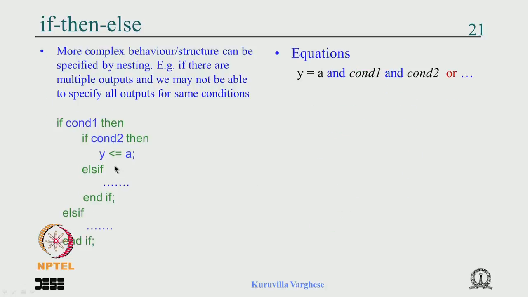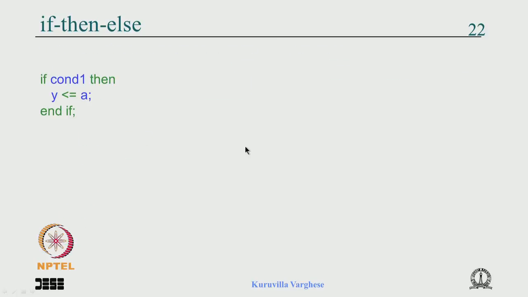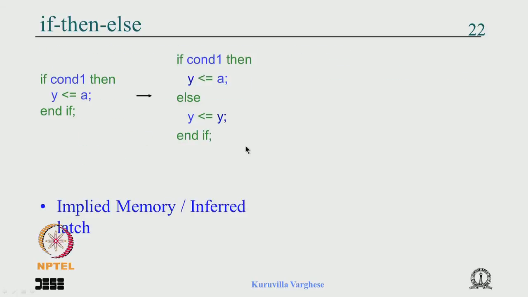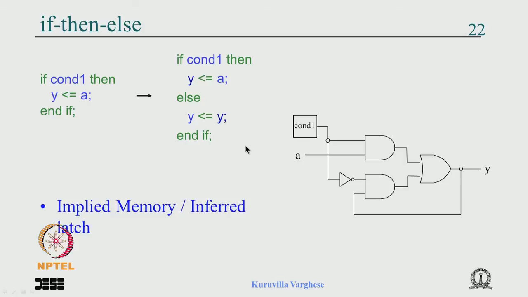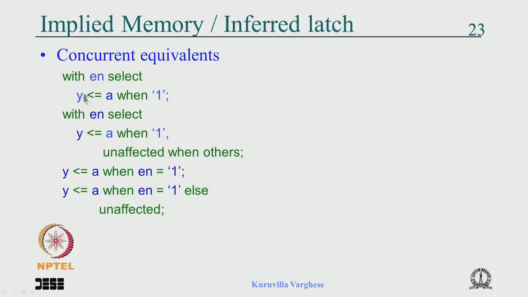You can start nesting. You can think of nesting in various ways, and when you write an if under an if, it translates to condition 1 and condition 2, and when you come to the next branch, condition 1 and not of condition 2, and so on. So you can work it out. And when you don't specify the else, you get an implied latch, which is a latch that can be useful, and you can use a concurrent statement to get the same effect.